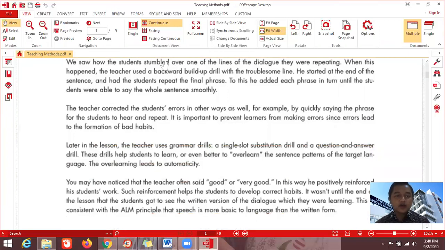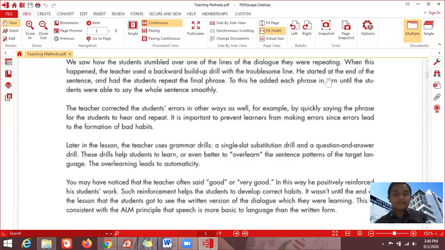Okay, the next thing is that we saw how the students stumbled over one of the lines of the dialogue. Yeah, some students stumbled over some lines on the video. And when this happened, the teacher used a backward build-up drill with the troublesome line. So if you find the students or the members mention something wrong, you need to stop him or her. Excuse me, it should be this way, not that way. Repeat after me. Like doing repetition again and again. So you directly point out the mistakes, and then you correct them.